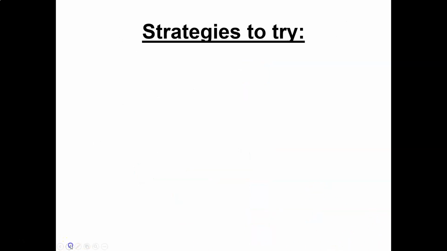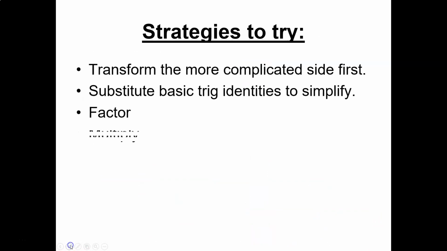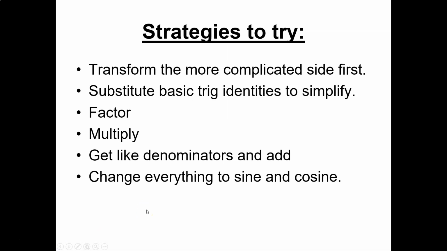So here is a list of strategies. It is not a conclusive list of strategies that you're going to use, but it includes several of the strategies that you're going to use. In general, I try to work on the more complicated side first because there's probably more things that can cancel or simplify there. Substituting basic trig identities to simplify, this is things like tangent, sine over cosine. Secant, in general, a lot of times you want to get rid of tangent and secant and cosecant, especially secant and cosecant. They just give you problems. So you can change them to sine and cosine.